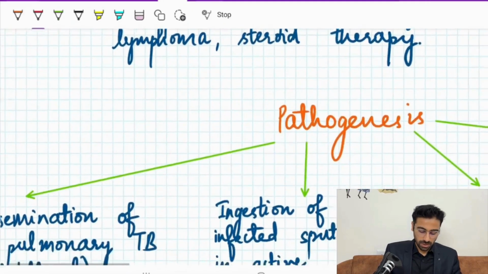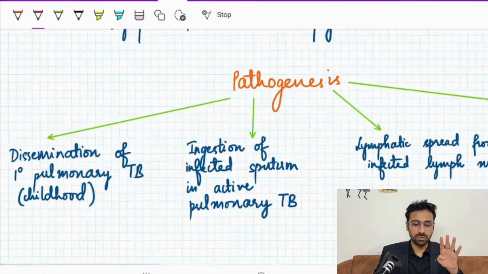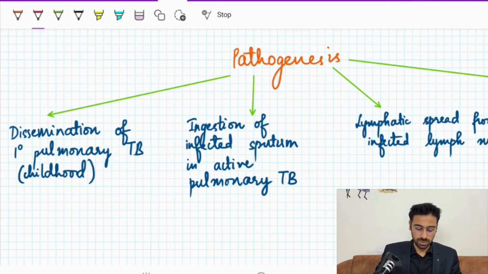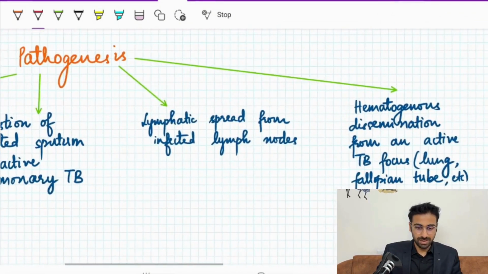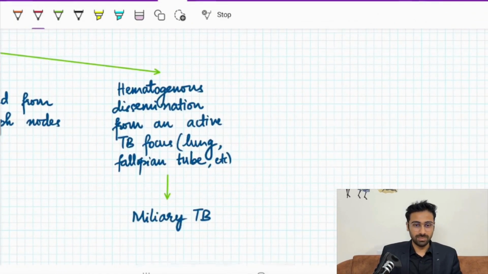Coming to the pathophysiology of abdominal tuberculosis, there are four major pathways through which abdominal tuberculosis can occur. The first being dissemination from a primary focus in the lung. Second, ingestion of infected sputum of a primary focus in the lung. Third, it can be lymphatic spread from infected lymph nodes. And final, all of you must already be familiar with blood dissemination, that is hematogenous dissemination, also known as miliary TB.